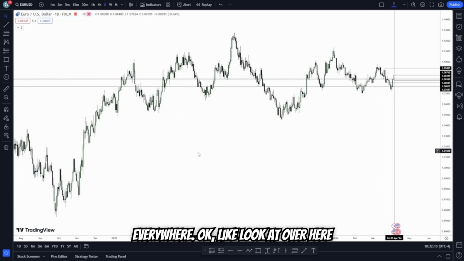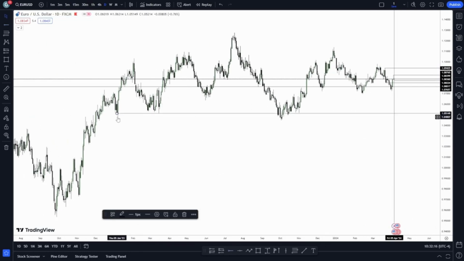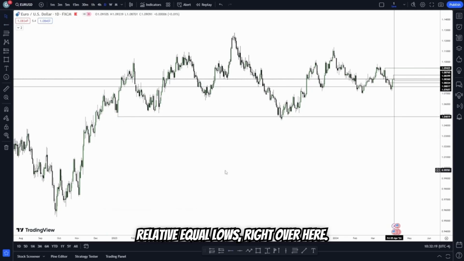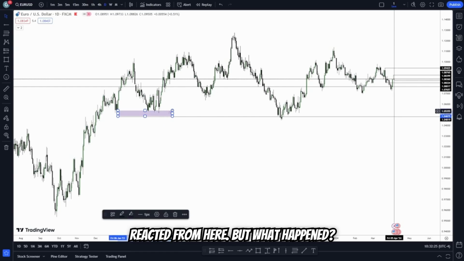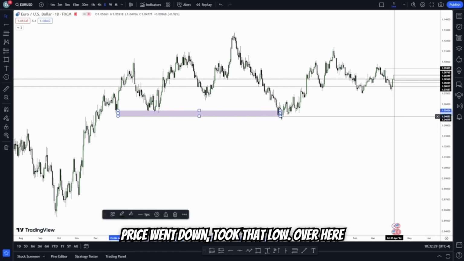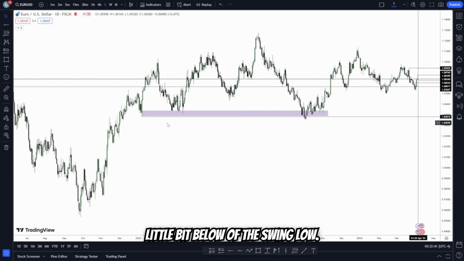Look over here also closely. This was a good relative equal lows, and a good demand zone because price reacted from here. But what happened? Price went down and took that low. People thought this was a breakout, but as traders, we will buy over here and place our stop losses a little bit below, and we'll buy when price goes a little bit below this swing low.